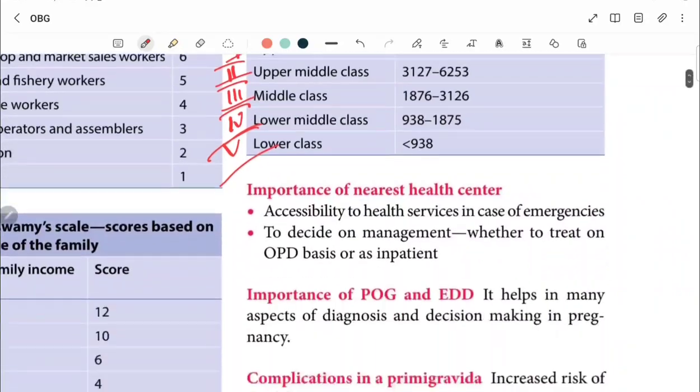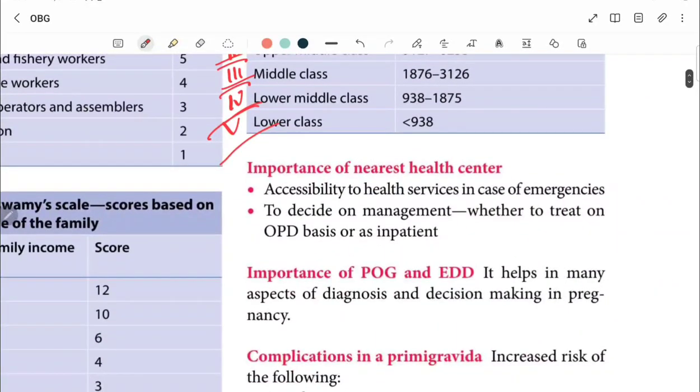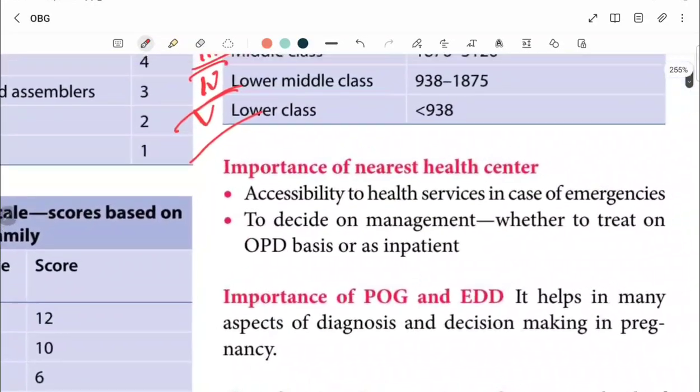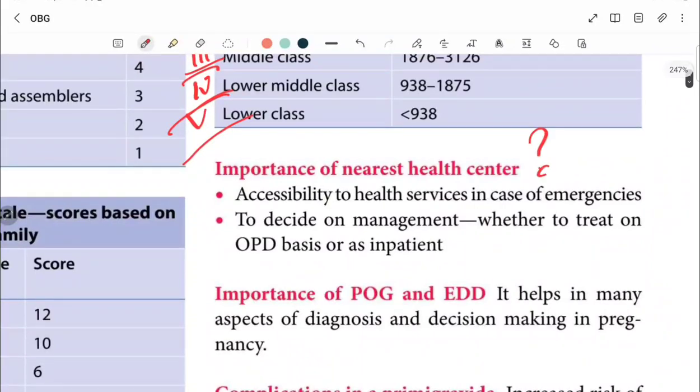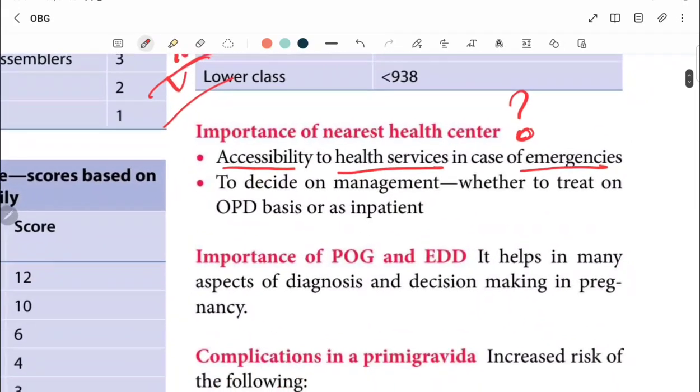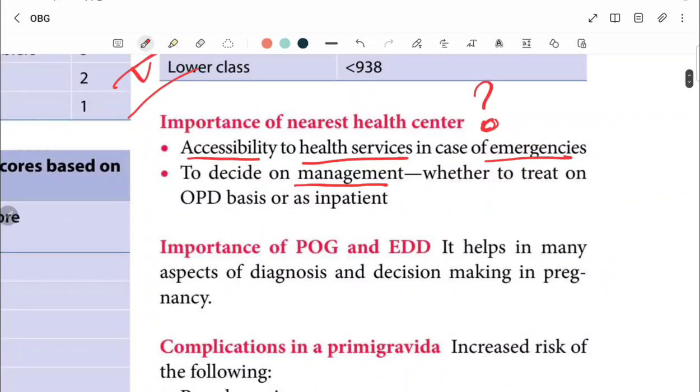Okay, so the importance of the nearest health center is very, very important. What is the importance of the nearest health center? First is accessibility to health services in case of emergencies, and also to decide on management, whether to treat on an OPD basis or as an inpatient.